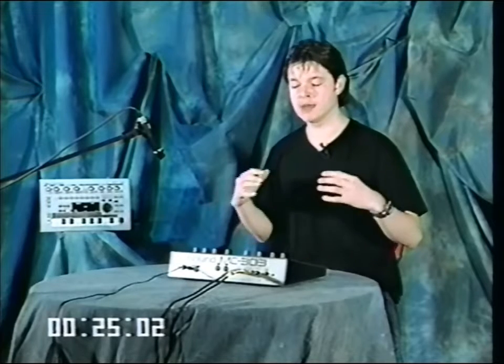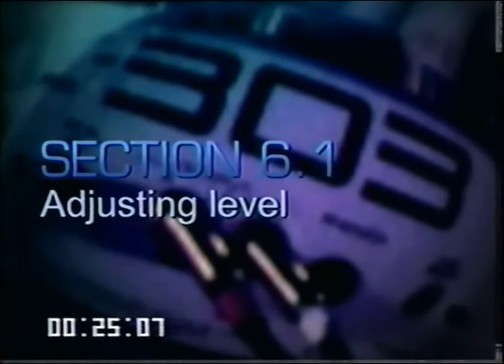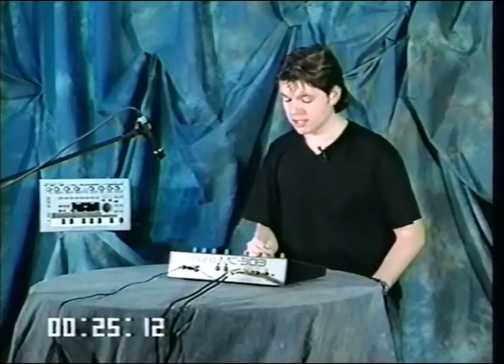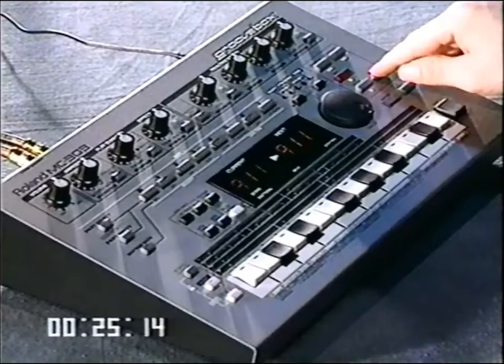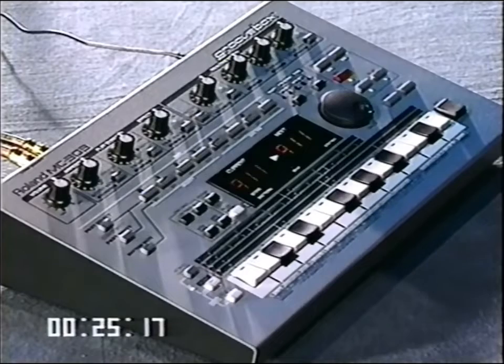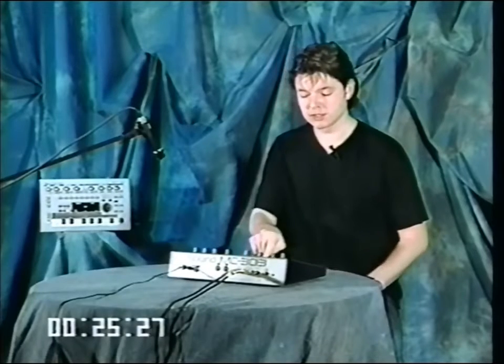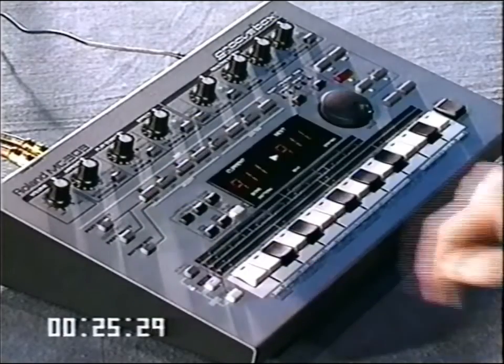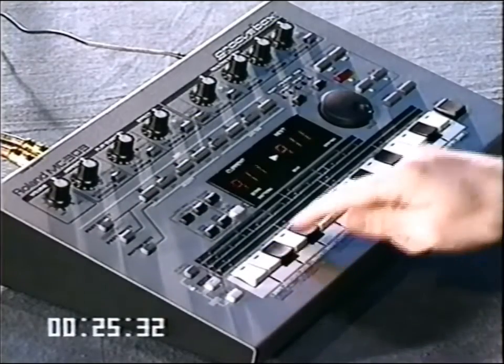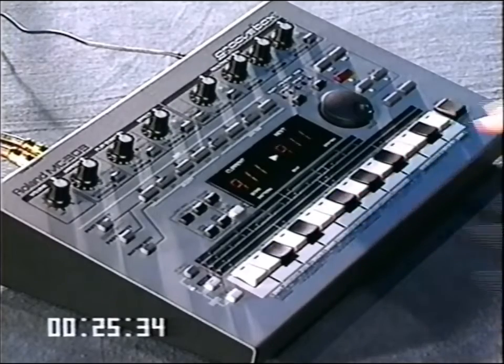We're going to start by checking out the level controls. How can we mix the relative levels of the various parts within a pattern? I've got pattern A11 selected. Let's have a quick listen to that. Now let's suppose I want to adjust the level or volume of the drum part. First, I select rhythm over here, so I'm targeting the rhythm part. And as before, I can play it directly from the keyboard.